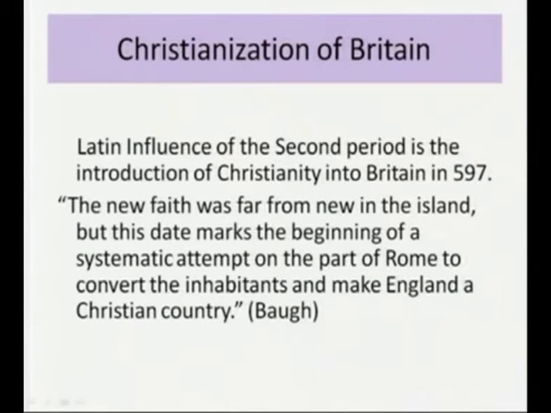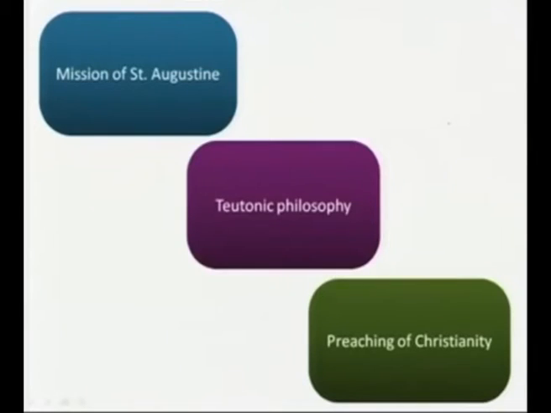Regarding the Latin influence of the second period, it is the introduction of Christianity into Britain in 597, and Baugh says the new faith was far from new in the island, but this date, 597, marks the beginning of a systematic attempt on the part of Rome to convert the inhabitants and make England a Christian country. And here you can refer to the mission of Saint Augustine, then the general philosophy of the Teutons, and the active preaching of Christianity.